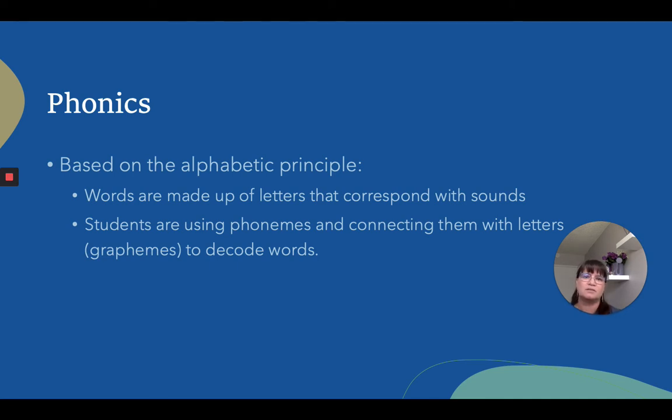So phonics is based on the alphabetic principle, which says that words are made up of letters that correspond with sounds, that the letter B makes the B sound, right? So students are using phonemes and connecting them with letters, which now are graphemes, the letter that represents a sound, in order to decode words.